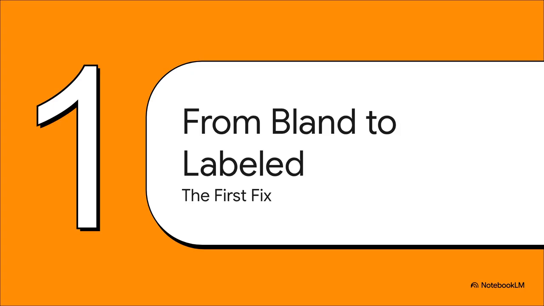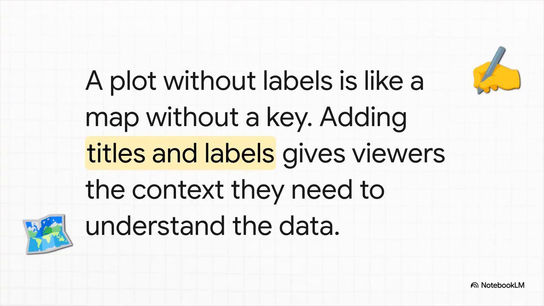Okay, so our first step is adding the most basic, yet most important elements to our plot. This is hands down the fastest way to add clarity and make your data actually make sense to someone who's looking at it for the first time. You know, a plot without labels is kind of like a map without a legend. It's just lines and shapes. By simply adding a title and labeling our axes, we give our viewers the "you are here" sign they need to understand what they're looking at. It's really the bedrock of good data viz.